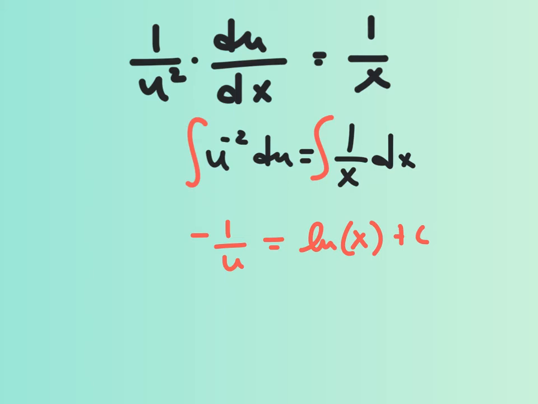All right, so what is 1 over u? Well, 1 over u is equal to 1 over y over x. Therefore, 1 over y over x is equal to x over y.